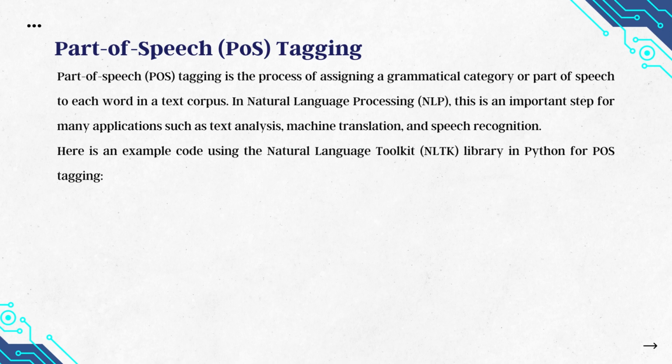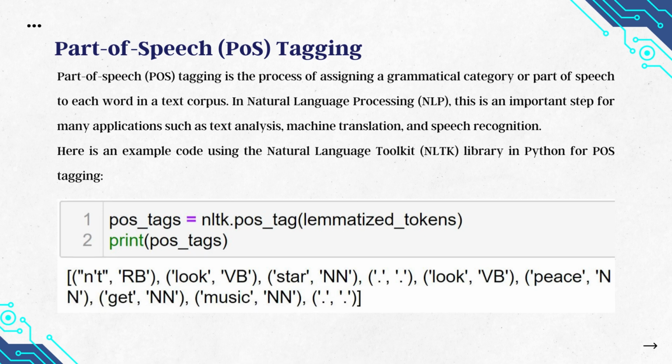Now let's do the POS tagging using the NLTK library. POS tagging is a process of assigning a grammatical category or part of speech to each word in a text corpus. In natural language processing, this is an important step for many applications such as text analysis, machine translation, and speech recognition. Here is an example of using the NLTK library in Python for POS tagging. It can be done easily using the nltk.pos_tag function. It will return the words and the corresponding POS.